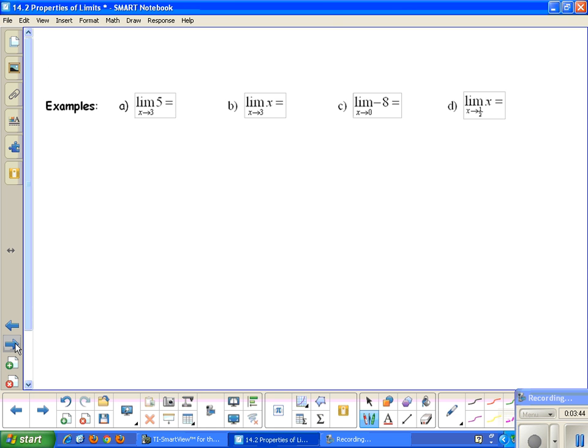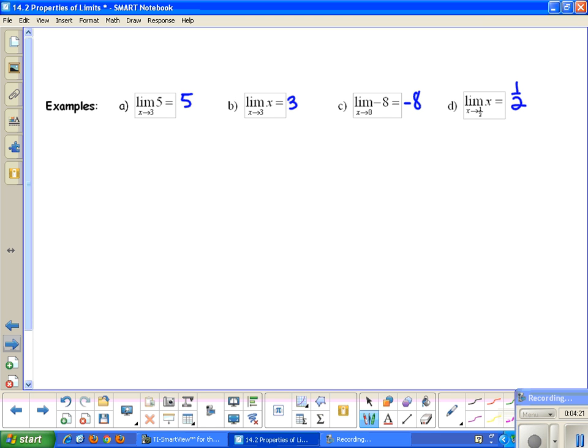Now, just to look at these really quickly, so if I wanted to do the limit as x approaches 3 of 5, of course this is a constant function, so my answer would just be 5. For the next one, this is the identity function, so the limit as x approaches 3 of x, if you plug 3 in for x, you get 3 out for a y value, so that would be your answer. For the next one, we have the limit as x approaches 0 of negative 8. Again, it's the constant function property, so negative 8, and the limit as x approaches 1/2 of x would be equal to 1/2. So again, those are just properties that you need to know.